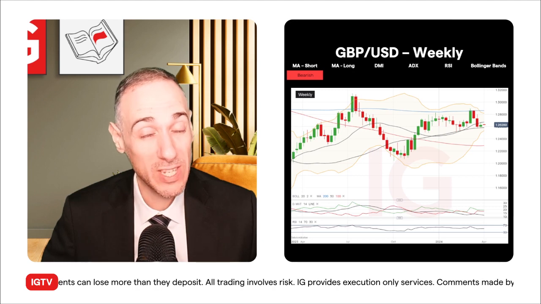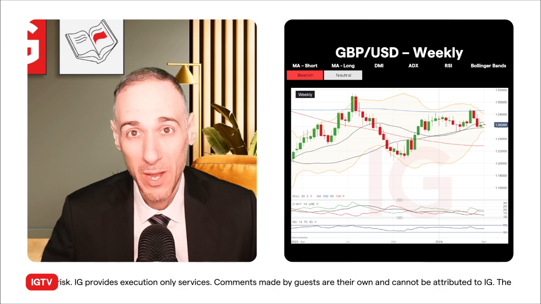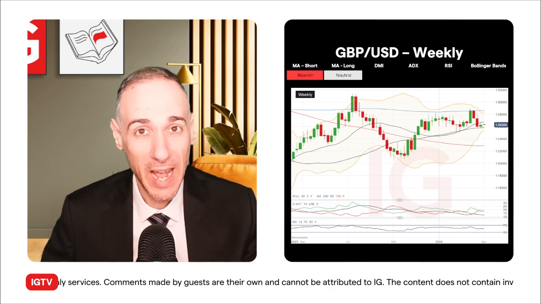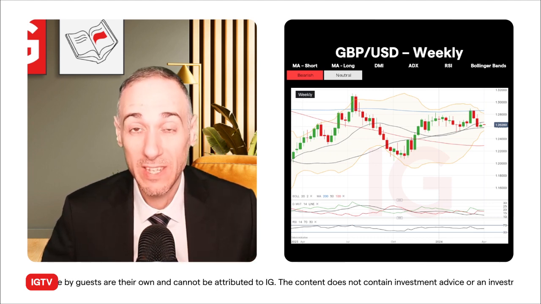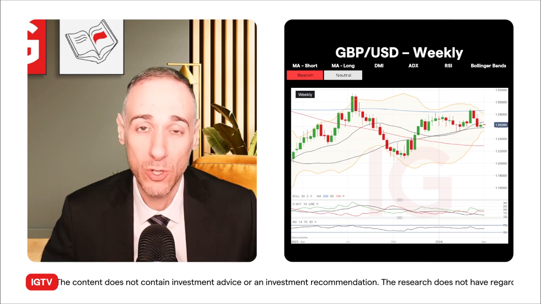GBP/USD, not much to say on the weekly time frame because let's just say it's been quite consolidatory as of late. There was that brief breakout. You thought that it was going to happen. No, it didn't. It did shift things significantly on the daily time frame, even resulted in an overview shift at the time. I will get to that when we zoom into the daily time frame.